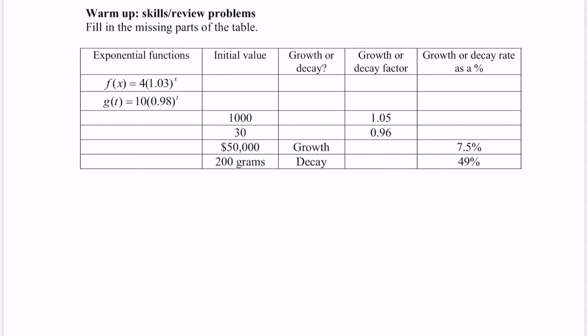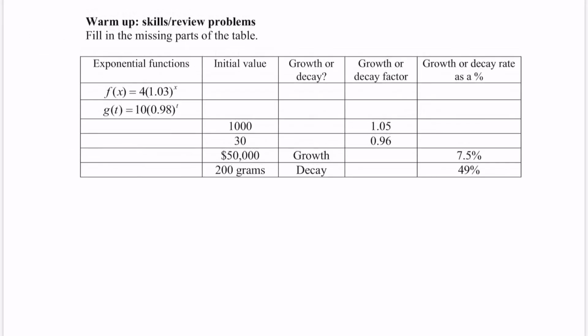Before that, let's warm up. So we're going to start off by filling in this table in front of us, and I'm going to do the first 3 rows, and I will leave the last 3 rows as an exercise on Canvas. First row, f of x equals 4 times 1.03 to the x power. Our initial value is this number here, so that's the 4.